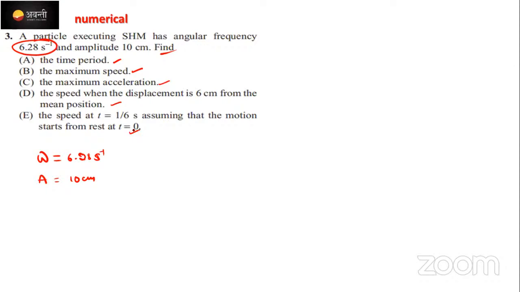Let us calculate one by one. No worries. They gave only two data, and we need to find out 5 answers. First one, we need to calculate the time period. What is the equation for time period? T is equal to 2 pi by omega. They gave omega as 6.28. Substitute here: 2 into pi divided by 6.28. Next step, 2 into pi means 3.142 into 2.